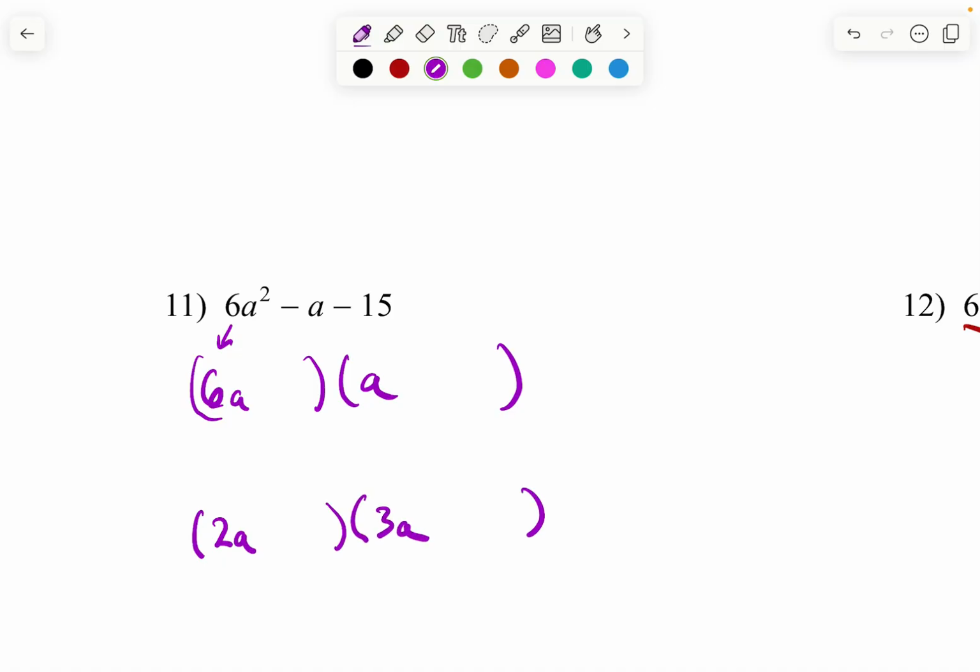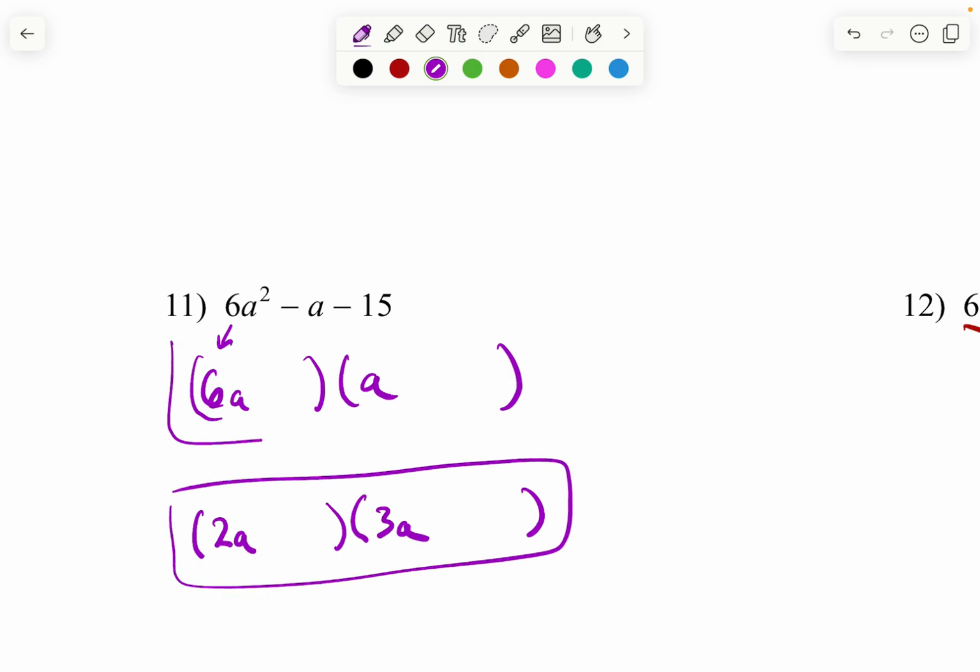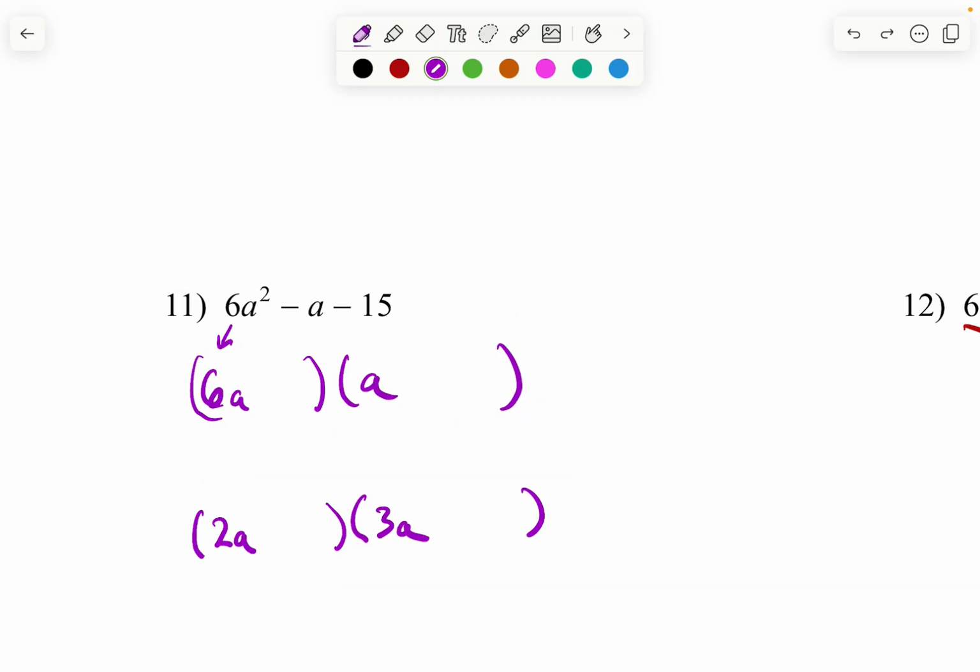It doesn't matter what you put in what slot, but this is an option, and this is an option. One of these is right, one of these is wrong. So there's more to guess and check. Oh my gosh, so annoying. We're still running negative 15. That's what it says here. And we've got to try to get it to negative 1.